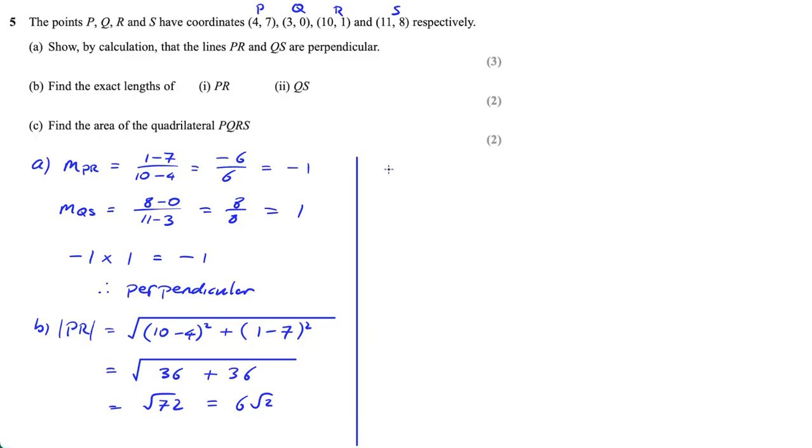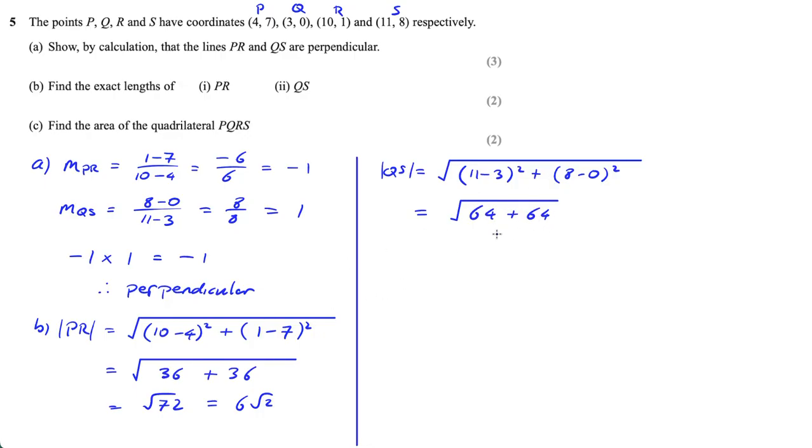Now let's get QS. I'll just draw a line here, guys. QS is equal to, same idea, square root of 11 minus 3 squared plus 8 minus 0 squared. This is the square root of, well, it's 8 squared plus 8 squared, 64 plus 64. This is the same kind of thing, guys. It's root 128, which is equal to root 64 times root 2, which is 8 root 2.